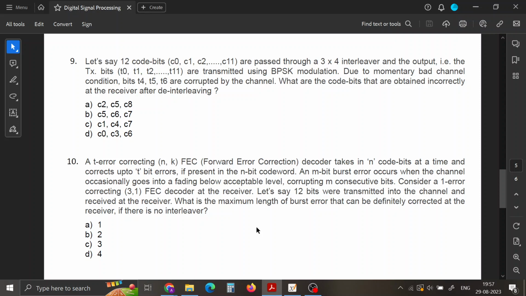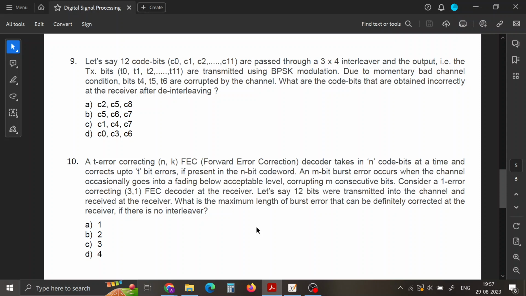Now an M-bit burst error occurs. An M-bit burst error means a chain of M bits in error consecutively. Let's say C1, C2, and so on up to Cm are consecutively in error. Burst error occurs when the channel occasionally goes into a fade below an acceptable level, thus corrupting your M consecutive bits. That is the M-bit burst error.